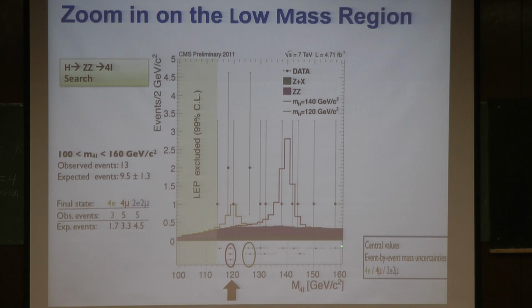This is why this is a little separate plot, and it might be a little difficult to read, but in the 4 muon, you've got these 5 events, of which 3 are sitting at 119, and then we've got the 4 electrons observed, 3 expected 1.7, and the 2 electrons, 2 muons over here. So all in all, we observe 13 when we expect 9.5 plus minus 1.3.